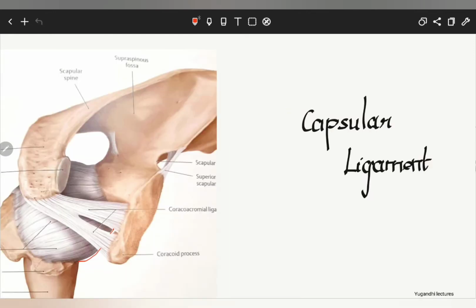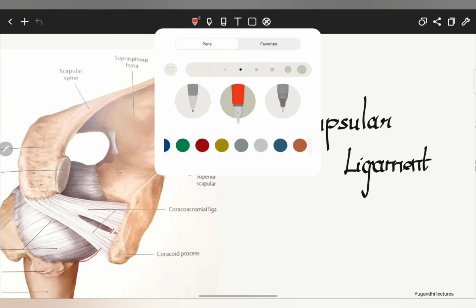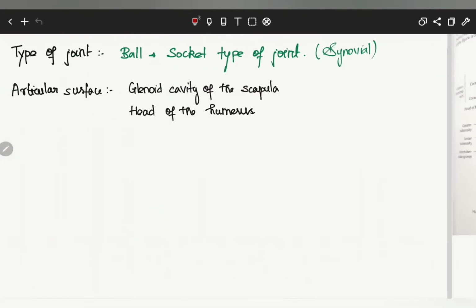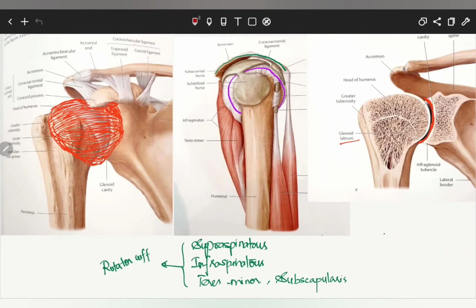So now coming to the attachments. First let us see the medial attachment of the capsular ligament, how it is medially attached. The capsular ligament is attached to the scapula medially. You can see here it is attached to the scapula medially, and of course it is just beyond the supraglenoid tubercle. So I will show that in another diagram. You can see it extends from the anatomical neck of the humerus and goes beyond the supraglenoid tubercle. Here is the supraglenoid tubercle. It goes beyond the supraglenoid tubercle and then gets attached to the scapula.